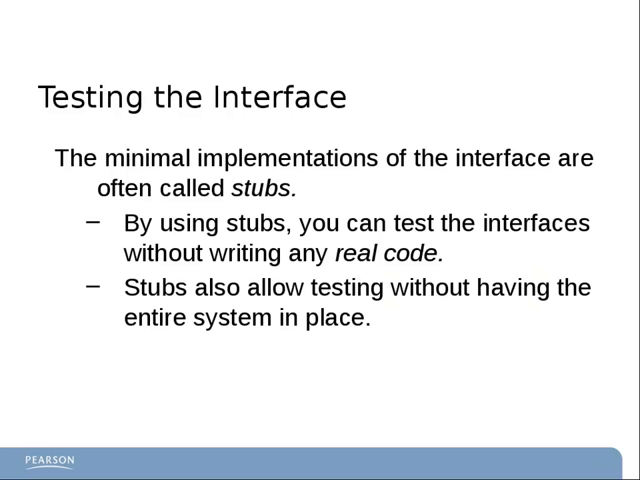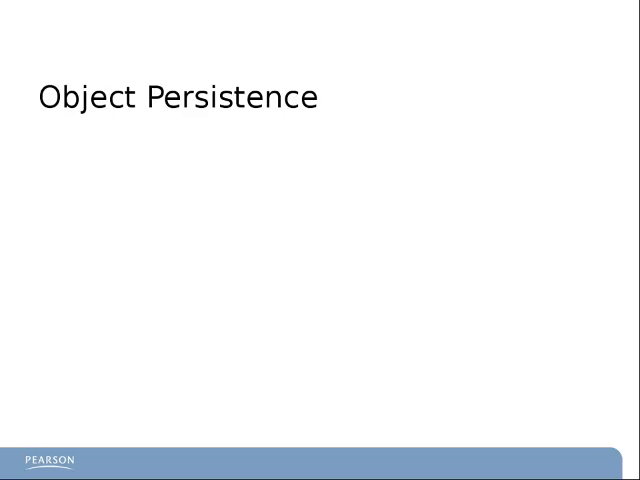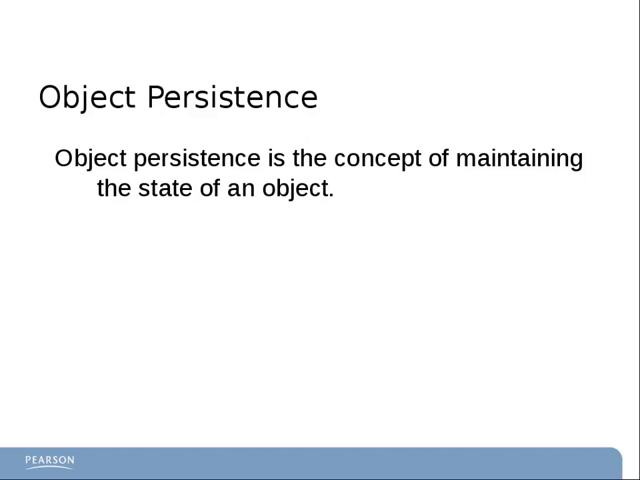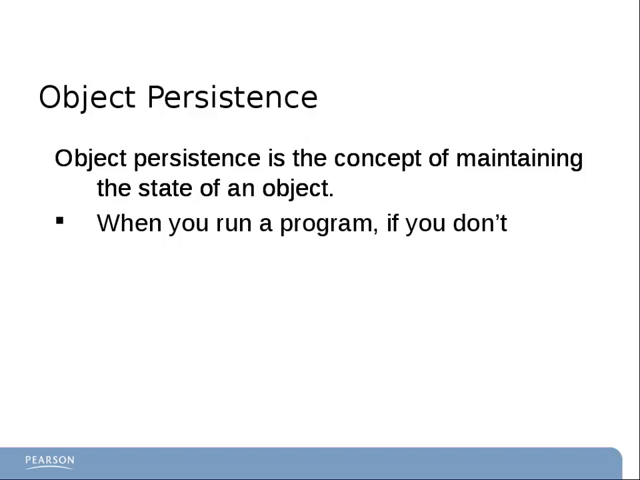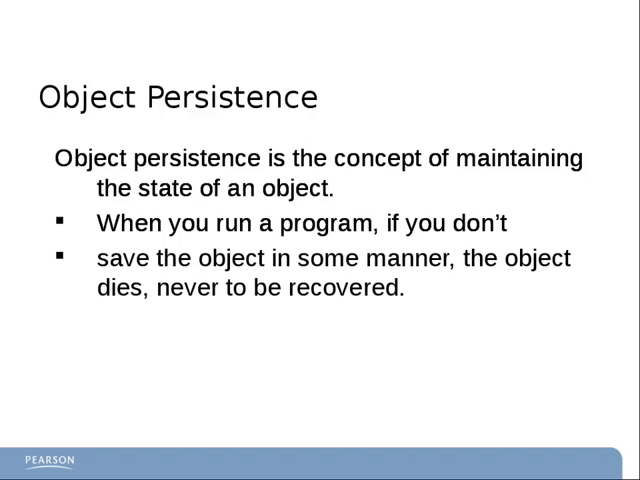Testing the interface, called stubs. We're going to get into testing in a moment. Object persistence: maintain the state of an object when you run the program. If you don't save the object in some manner, the object dies, never to be recovered. If you have a database and you need to store the object in a database, you have to come up with a way to save the information there and then be able to reload the object later on. Or if you're currently running, you want to make sure the object stays in memory the whole runtime of the program and doesn't disappear. So you always want to have a handle to it. That's what it means by persistence.